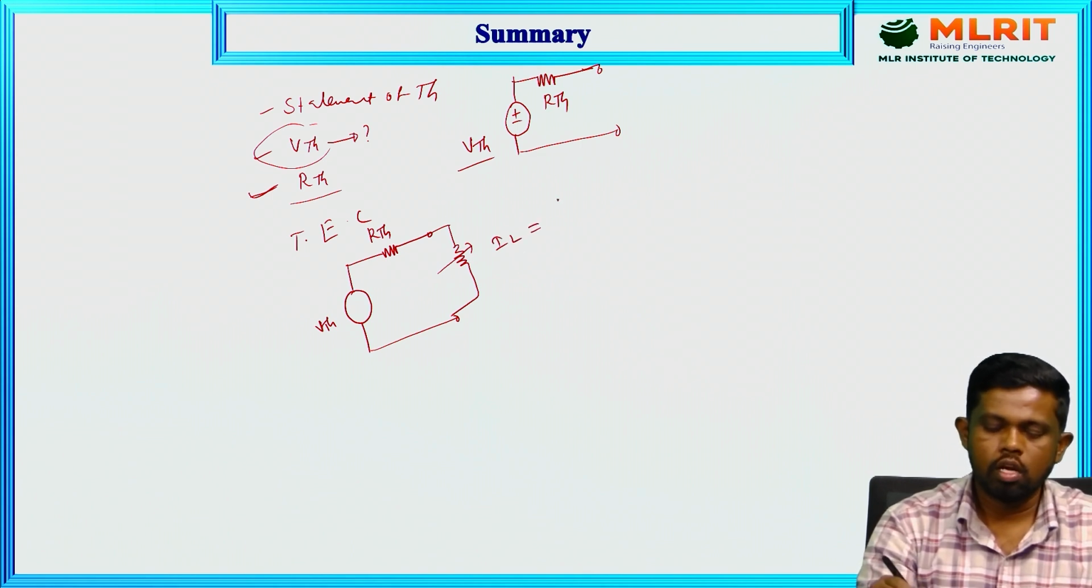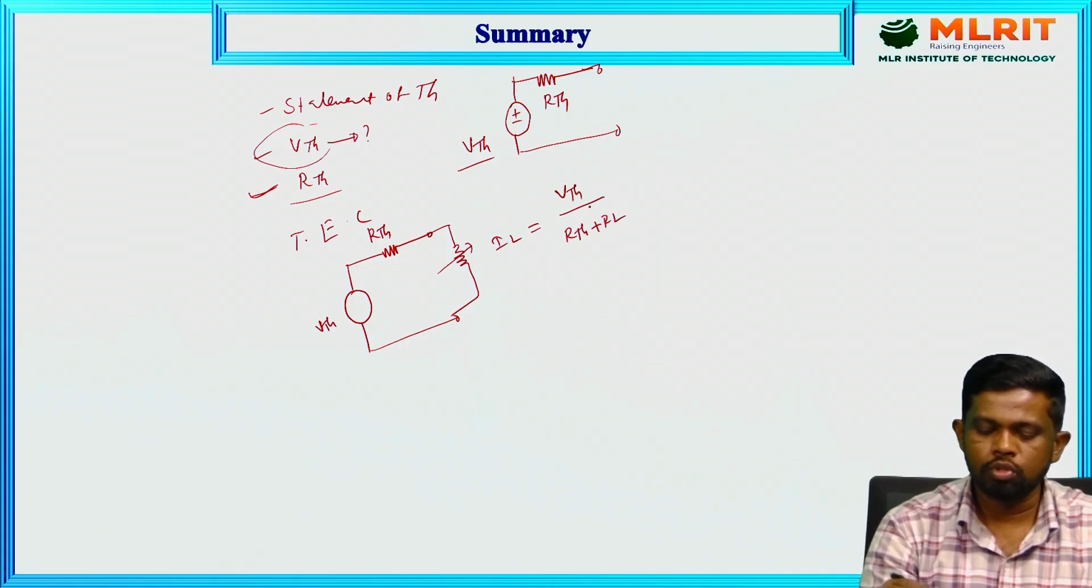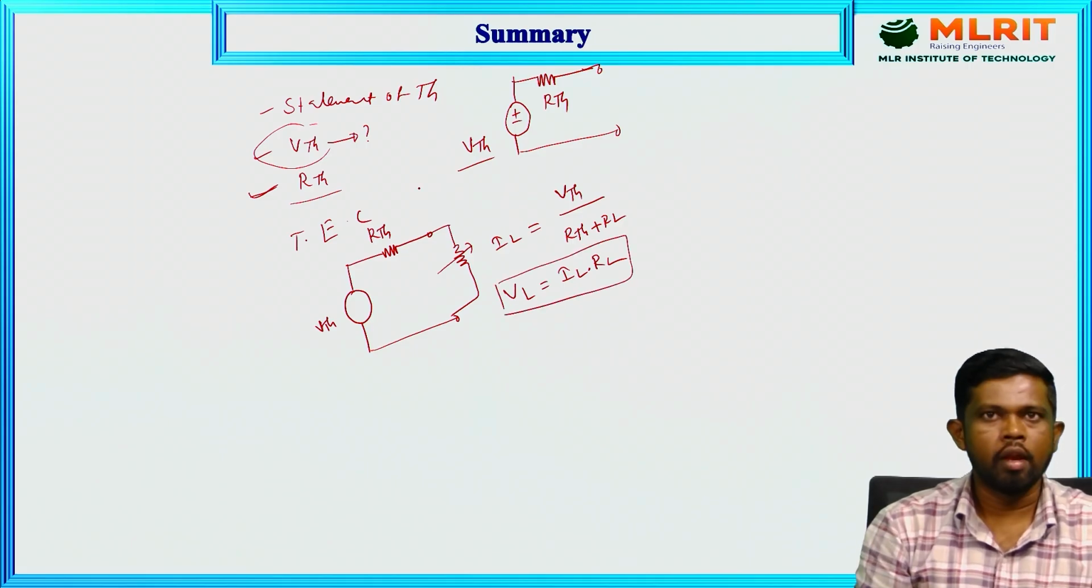So IL equals VTH upon RTH plus RL. This is according to Ohm's law. VL we can also get by using Ohm's law, IL into RL. So this is the summary of the entire session.